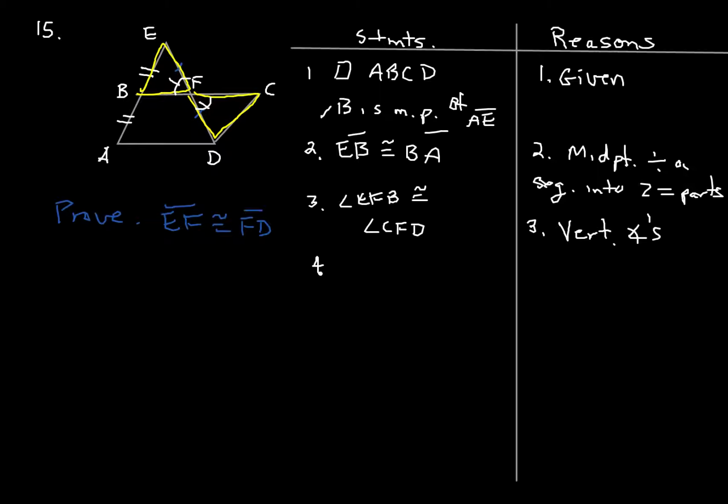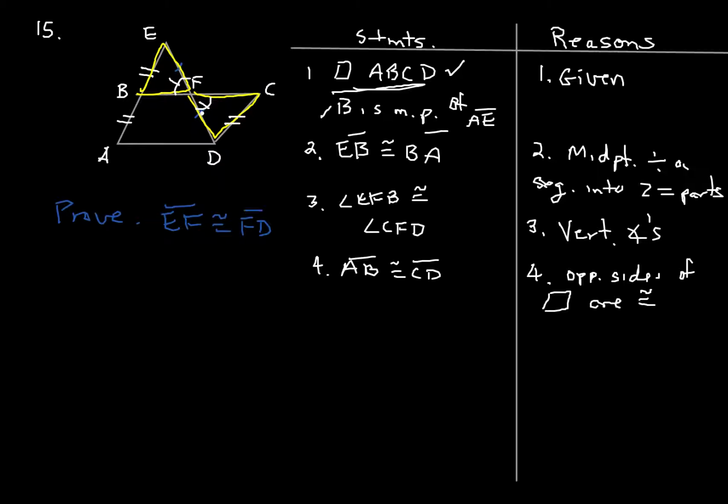All right, I see something else. We didn't use this information at all. But if we have that ABCD is a parallelogram, we know that the opposite sides are going to be congruent. So we can say AB is congruent to CD. So you have to use information up here to do the proof. And the reason for that would be opposite sides of a parallelogram are congruent. All right, so we're making it. Look, now we have an angle and we have a side and an angle and a side. We just need a little bit more information.